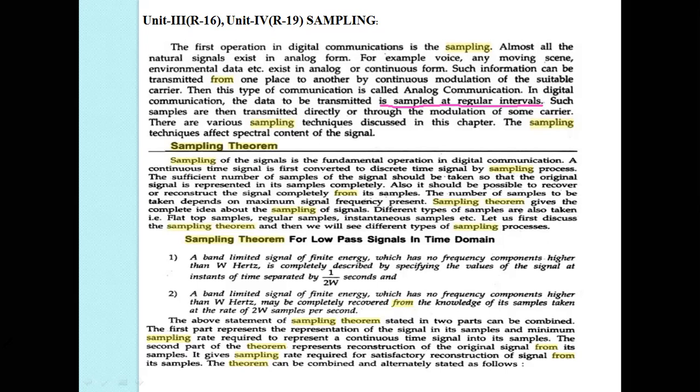Again, here also a carrier is there to carry the message signal from one place to another place, because the message signal is a very low frequency signal compared to the carrier. The carrier carries the signal and it is transmitted to long distances. The first operation in digital communication is nothing but sampling.